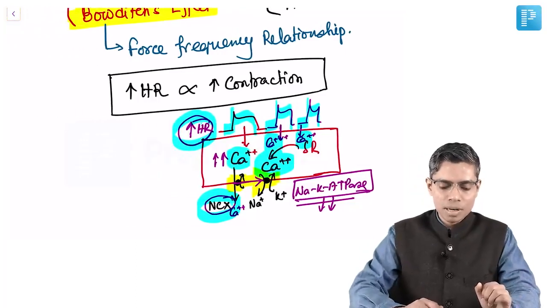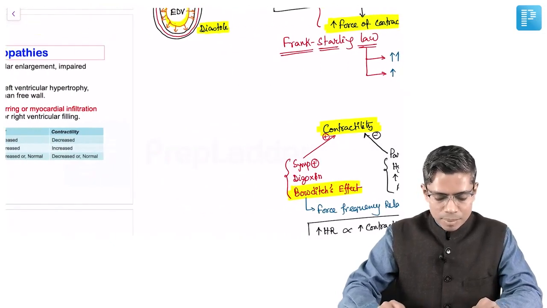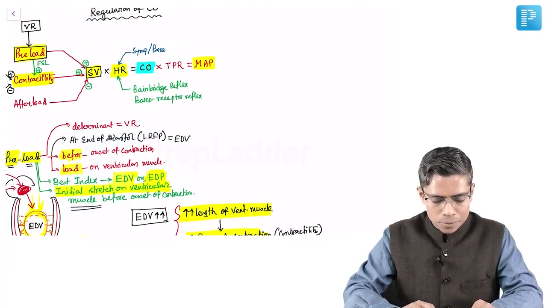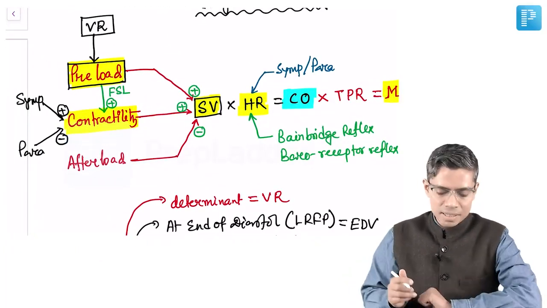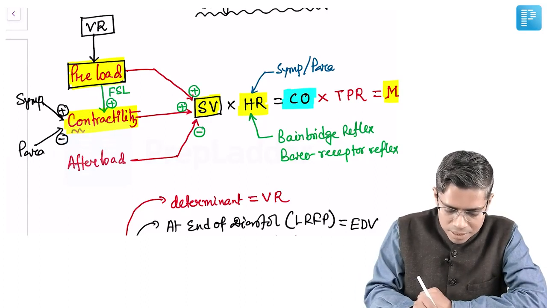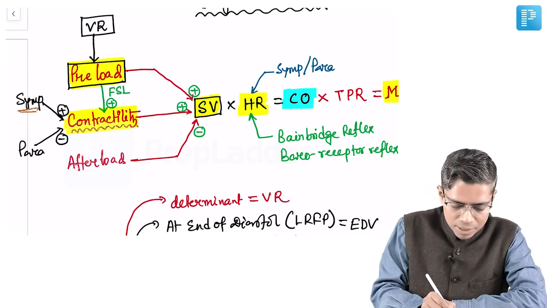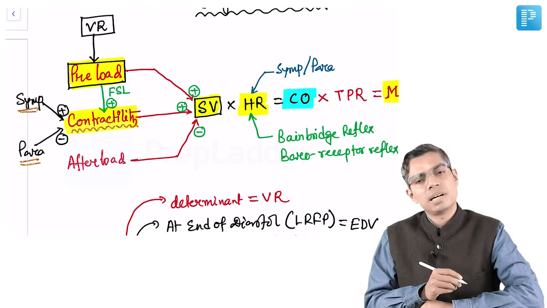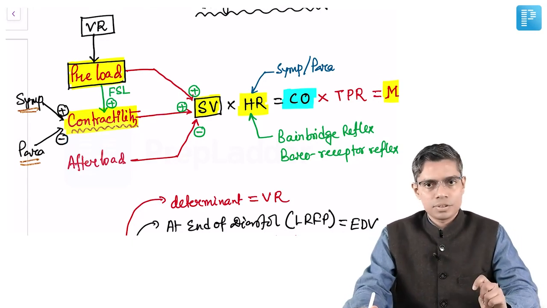Right? So this is all about your contractility or force of contraction. Okay, so we are coming back to the original diagram. Now we came to know that contractility is regulated by various factors, and those factors we have discussed: sympathetic system, digoxin, Bowditch phenomena, and here we have discussed parasympathetic system, acidosis, hypoxia, hypercapnia. They are all decreasing the force of contraction.